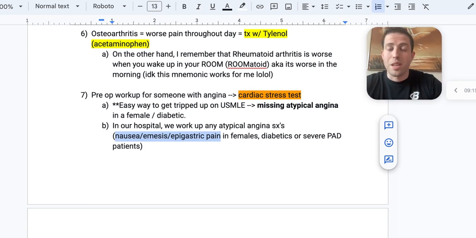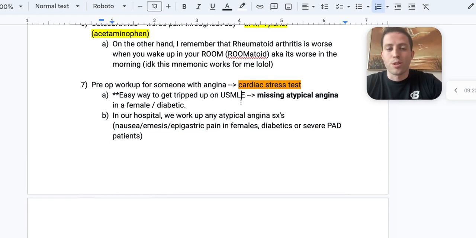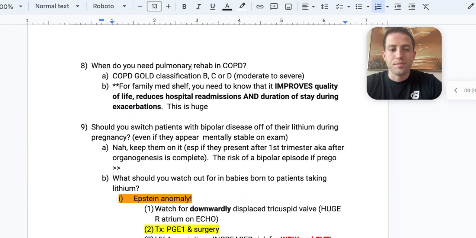Obviously, if somebody has chest pain, that's classic for angina. You want to work that up, stress tests, etc. But if it's atypical angina, that's a little bit more tricky. So keep that in your differential.